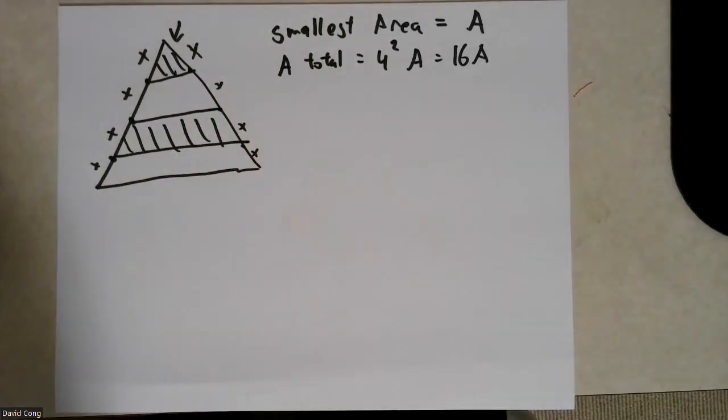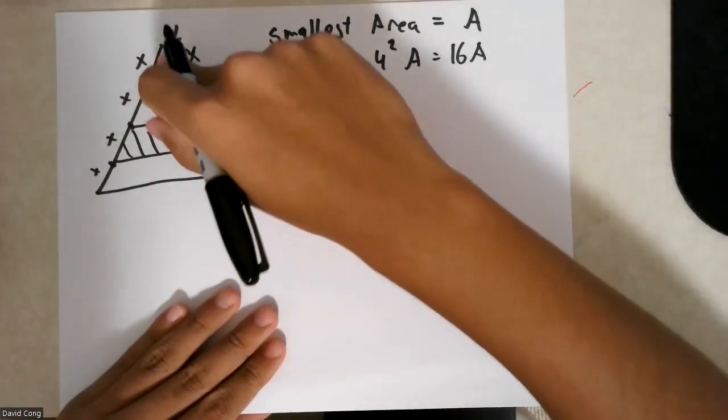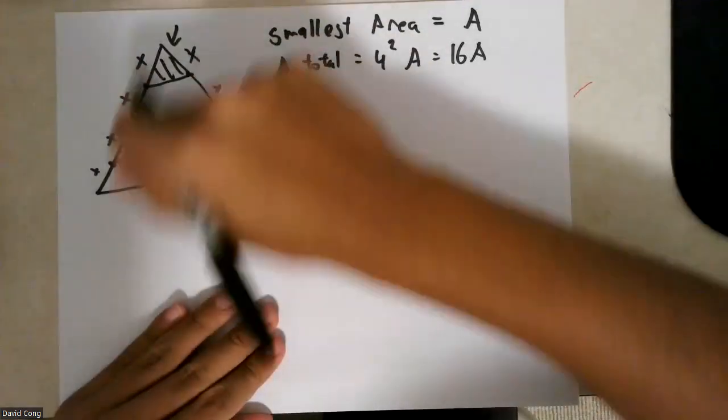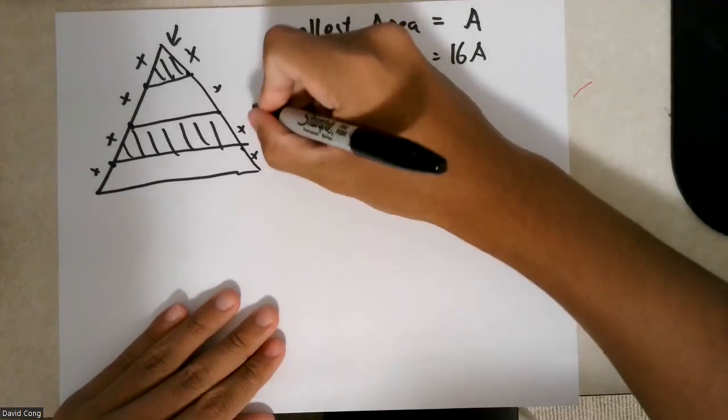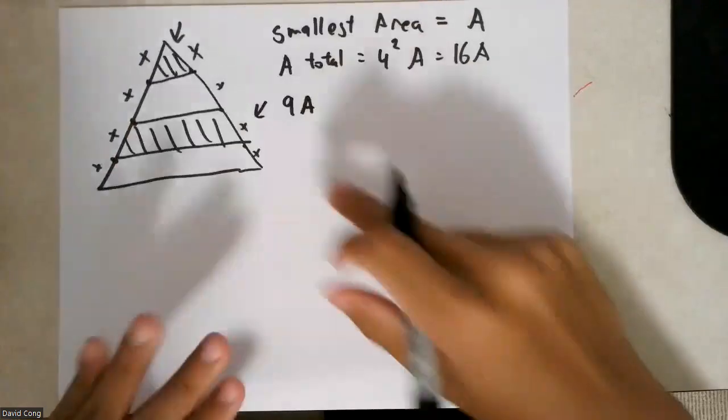Okay, as I was saying, the bottom. So what is this area? So it's this triangle. So this 3 triangle is 9A. And this triangle here. So now we have this.